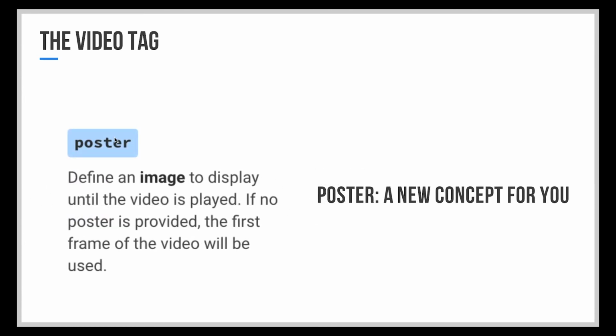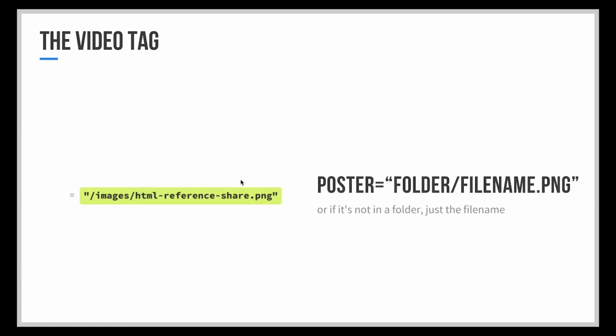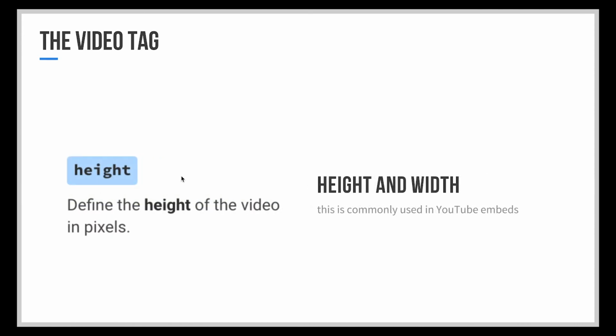Poster is a new attribute that doesn't exist in audio. But poster defines an image to display until the video is played. So like a thumbnail. If no poster is provided, then the first frame of the video will be used. So this is a chance to use a little custom thumbnail kind of thing. So it works the same as SRC. Poster equals folder and then your file name. If it's not in a folder, just a file name. So make sure you write it correctly depending on where you put it. You can also specify the height and width of your video. It's commonly used in YouTube embeds.